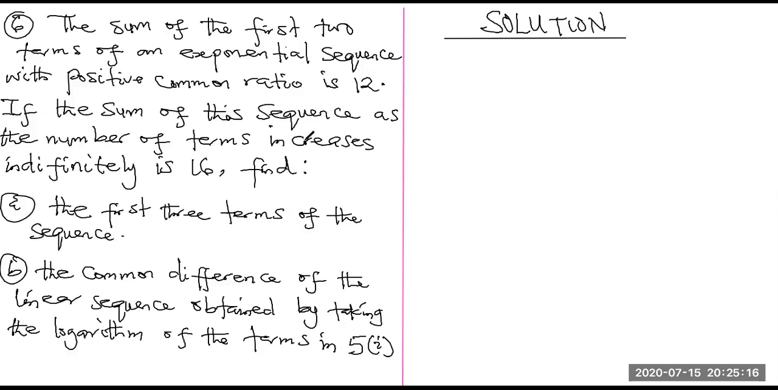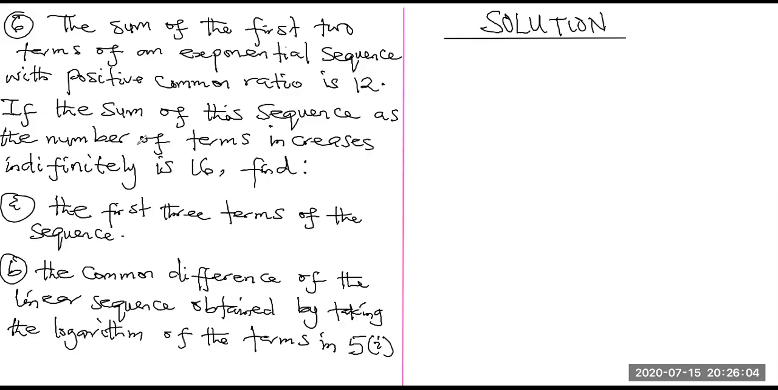Positive common ratio. That means you may have 2 answers, and of course, you should use the positive one. Okay. Then, if the sum of this sequence as the number of terms increases indefinitely is 16.